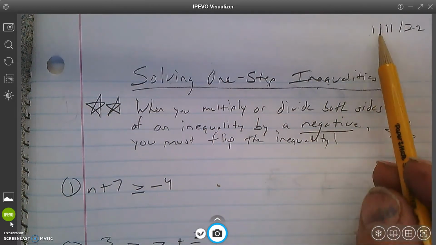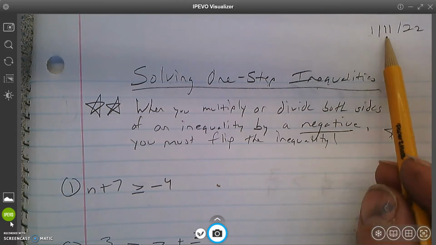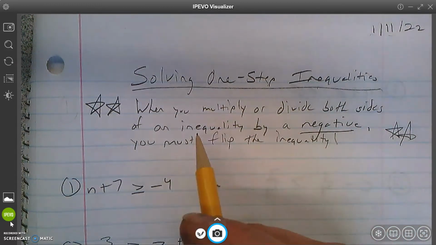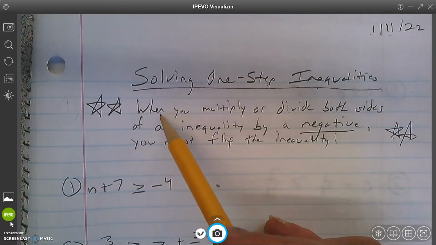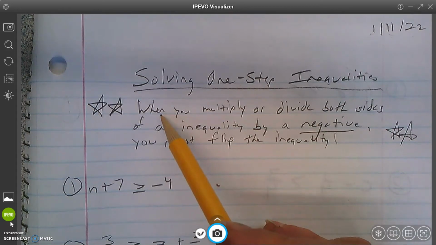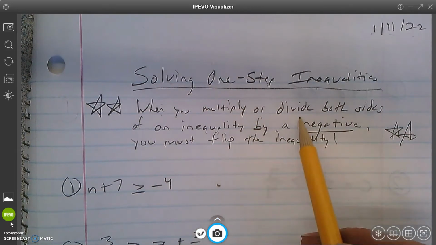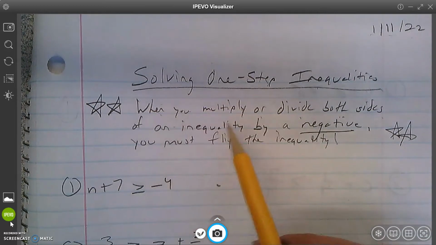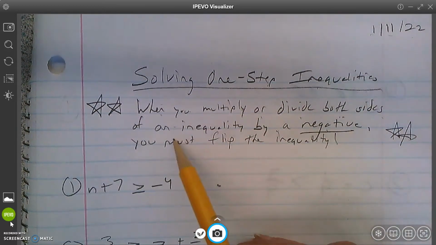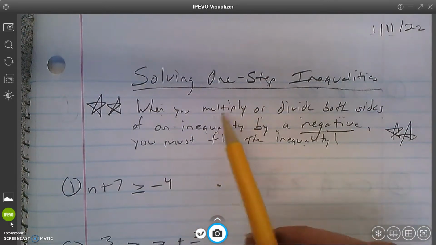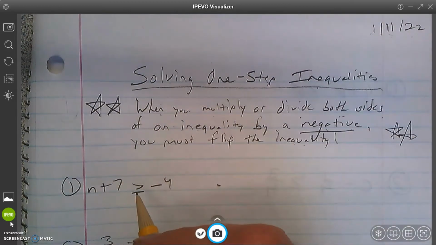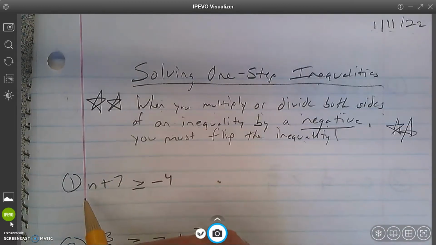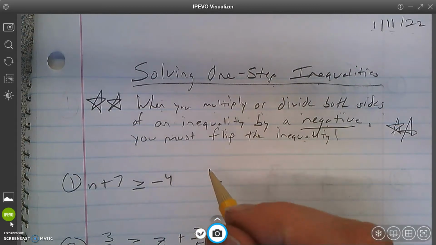So we're doing this on Tuesday, 1/11/22. There we go. When you solve one-step inequalities, you have to know this one thing. There's one little caveat. It's a little different than solving equations. When you multiply or divide both sides of an inequality by a negative, you must flip the inequality. Only when you multiply and divide both sides by a negative, not a positive, and not anything with addition and subtraction. So number one, write this down, write it all down.